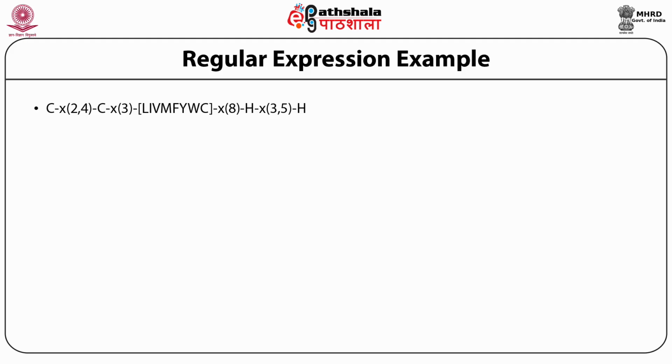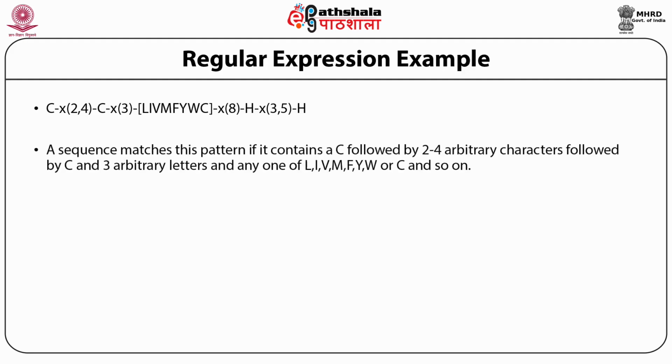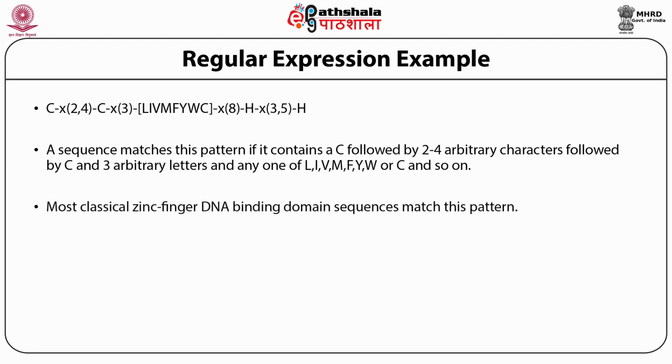And then one position which allows a lot of different things, mostly hydrophobics, leucine, isoleucine, valine, methionine, and tyrosine, tryptophan, etc. And then 8 positions, anything. Then a conserved histidine. Then maybe 3, maybe 5 positions, anything. Then again a conserved histidine. Any sequence that matches this pattern turns out to be what is known as a zinc finger protein. Those proteins are strong binders to DNA. Okay, and there is a clear function.